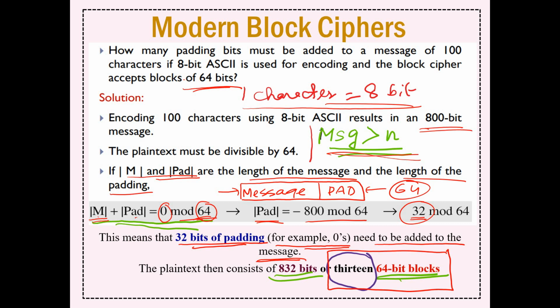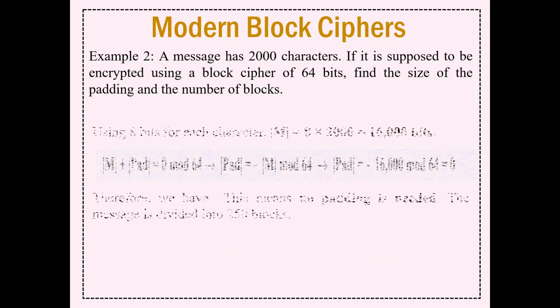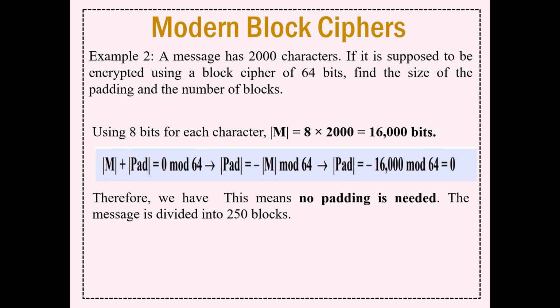I'll keep this as a reference for you so that you can solve it. The previous example, I'm just keeping it for reference. If you need help, you can take this as a sample. The question is, here in this case, if you observe, we have 2000 such characters and we have 16,000 odd bits. Now, if you substitute in the same manner into the equation, you are getting a remainder of 0, which means that you don't require any padding in this particular scenario. And if you observe, it will be divided into 250 such blocks. That's all about the padding.